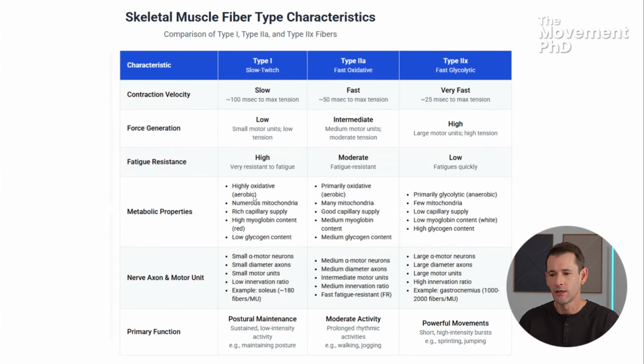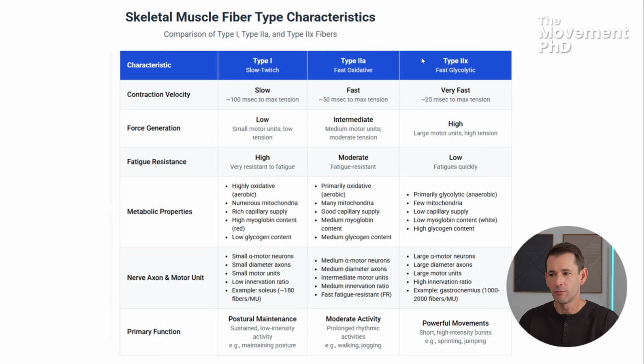Metabolic properties, they're highly aerobic type. They have a lot of mitochondria because of that, and they have a rich blood supply because they're taking that oxygen in from the blood supply. We'll talk a little bit more in future units on your nerve axons and motor units, but realize these are our smaller diameter motor units that activate these type 1 fibers. So again, our primary function is postural maintenance and long duration, low load types of endurance activities.